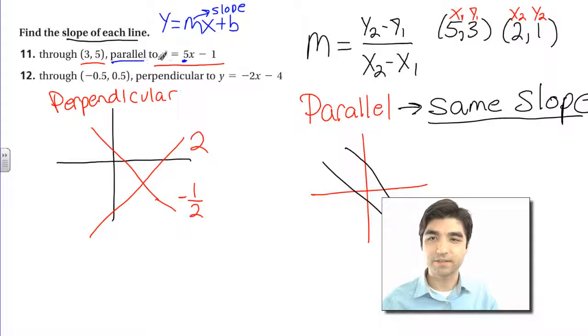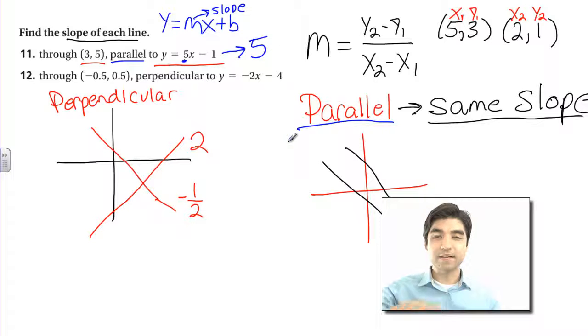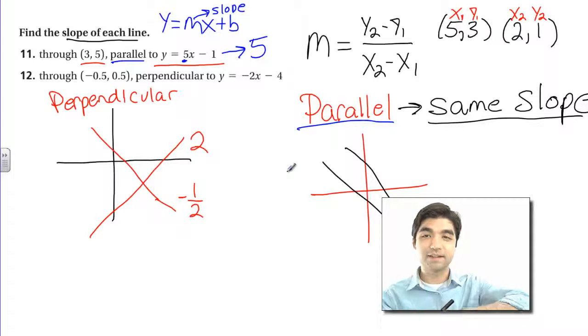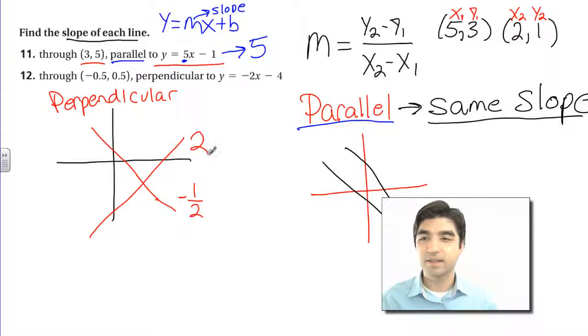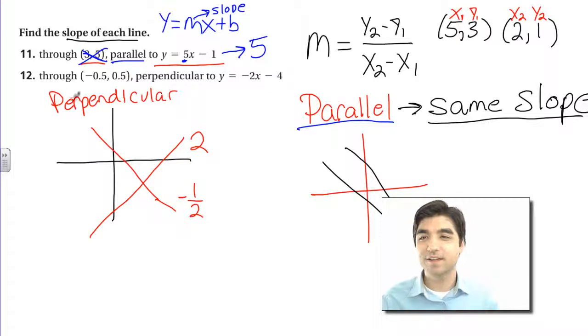We know it's parallel, so we know that parallel lines have the same slope. So the answer to this question would be 5. A line that runs parallel to this line, its slope would be the exact same number. It would still be 5. Now let's look at number 12. What's cool about number 11 is that we didn't even need these coordinates. That was extra information that they're trying to throw at us to confuse us.